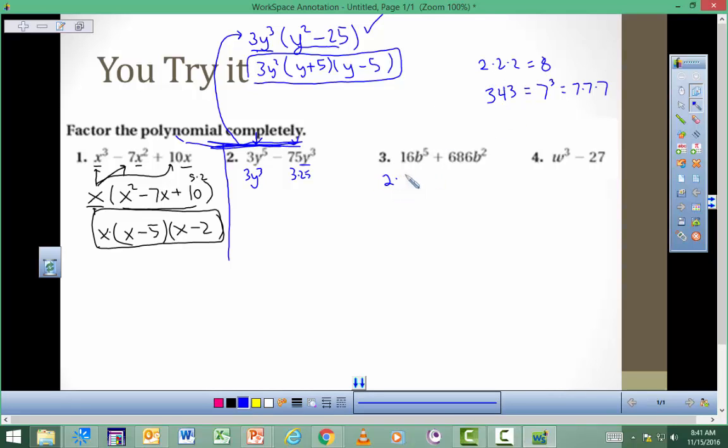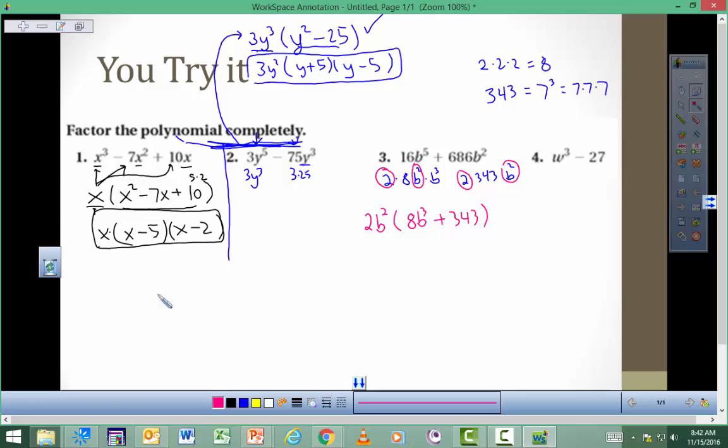So this is 2 times 8 times b squared times b cubed, right? And this is 2 times 343 times b squared. And now I think it's fairly obvious what my common factor is. I have a 2, I have a b squared right here, and a 2, and a b squared. And look what's left after this. If you take the 2b squared out, and you factor that out in front of the parentheses, you end up with 8b cubed plus 343.